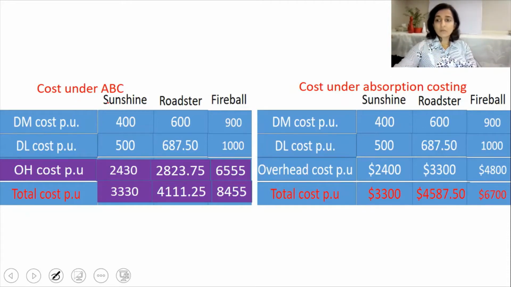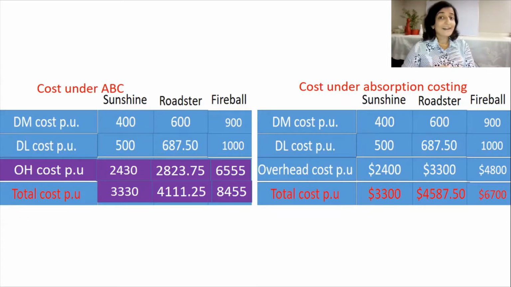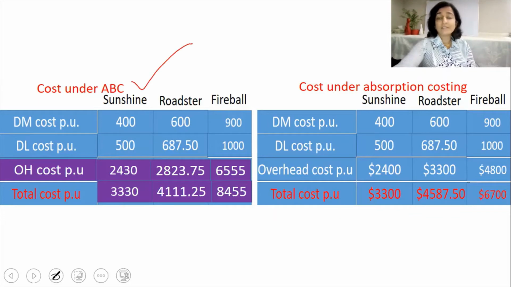If you notice, the total cost of Fireball was just $6,700 under absorption costing when the division was based on machine hours. But under ABC, it has increased to $8,455 when it was divided based on cost drivers. Now, what they had asked in the question is to calculate the profit under activity-based costing. Just like we calculated the profit under absorption costing, we will calculate the profit under ABC also.